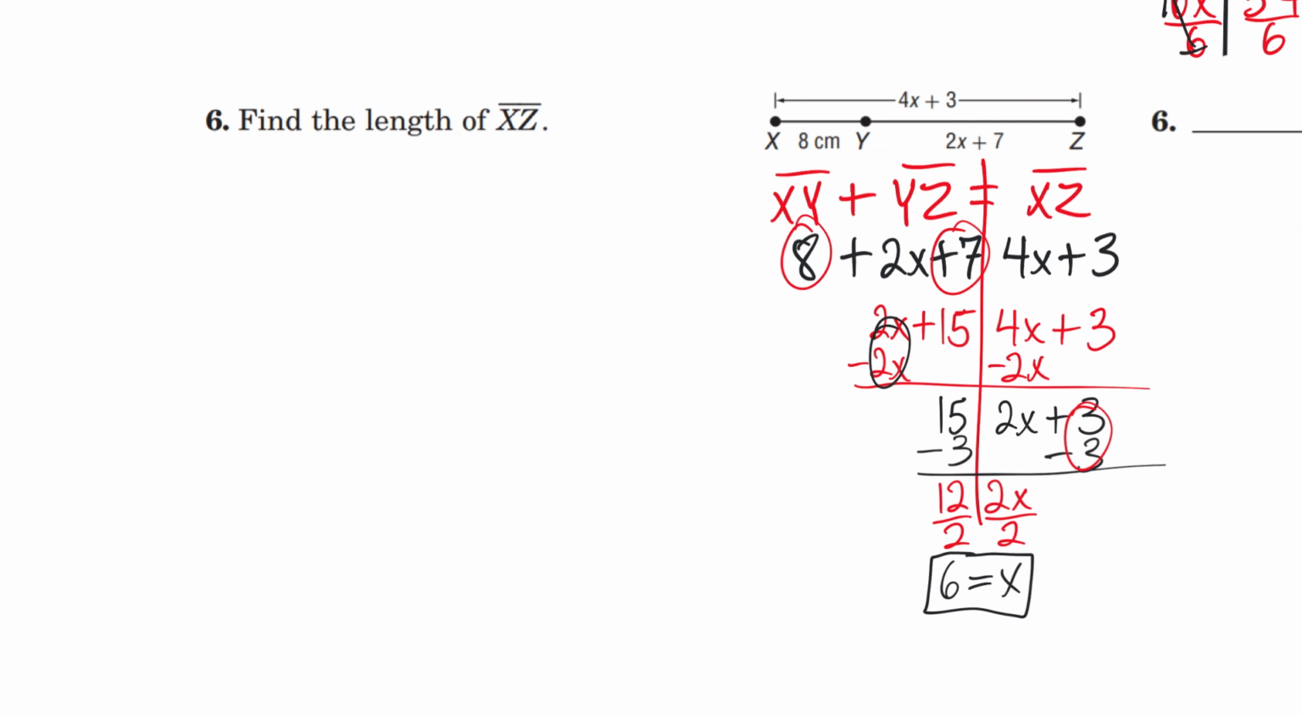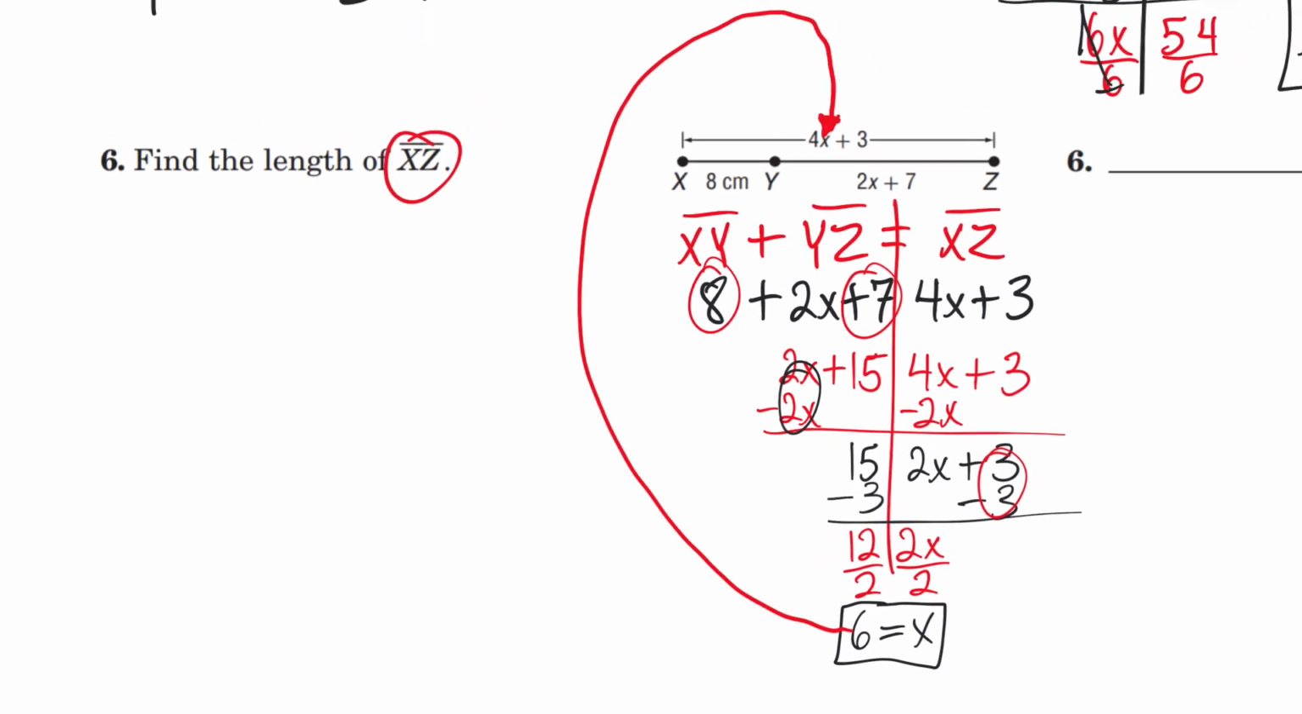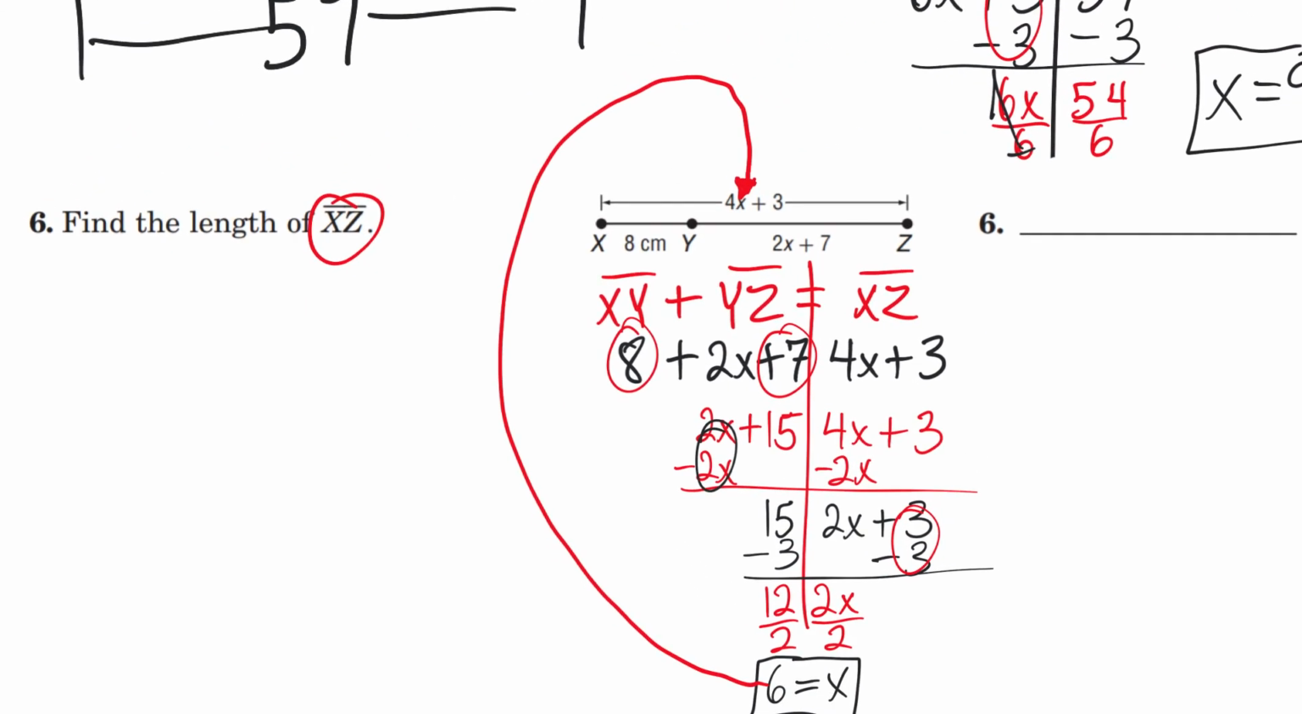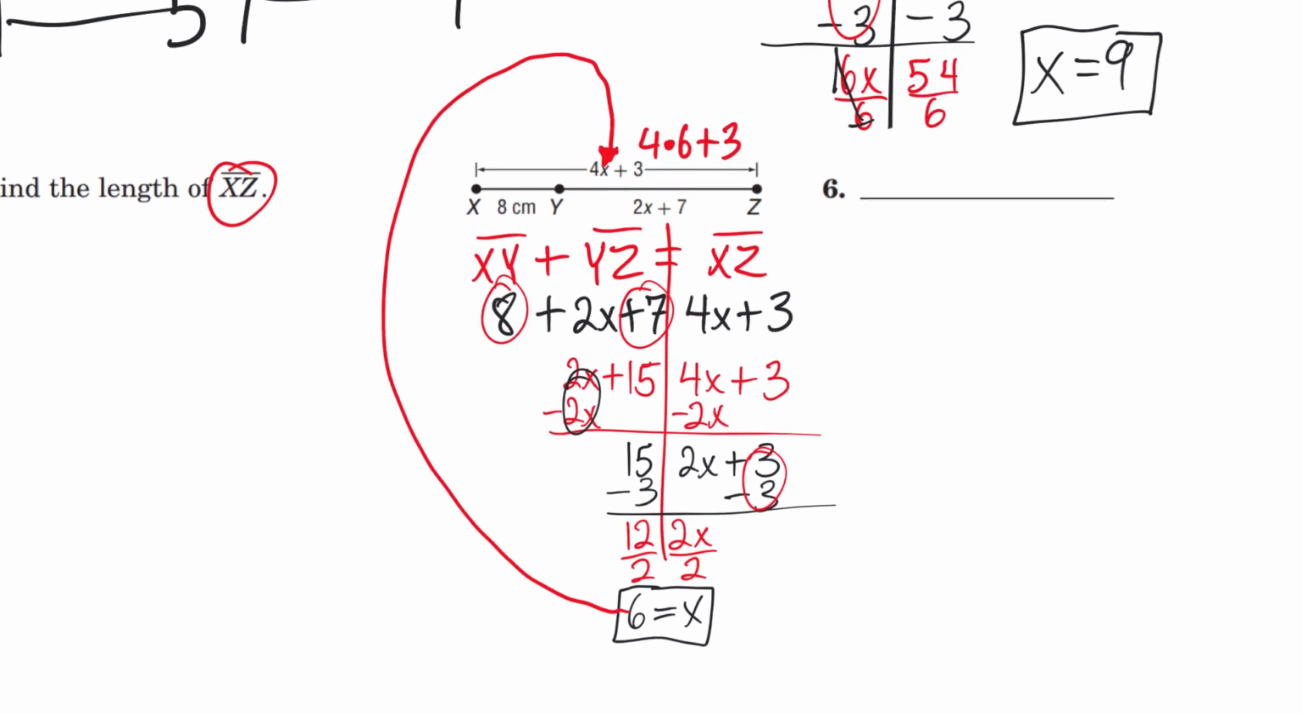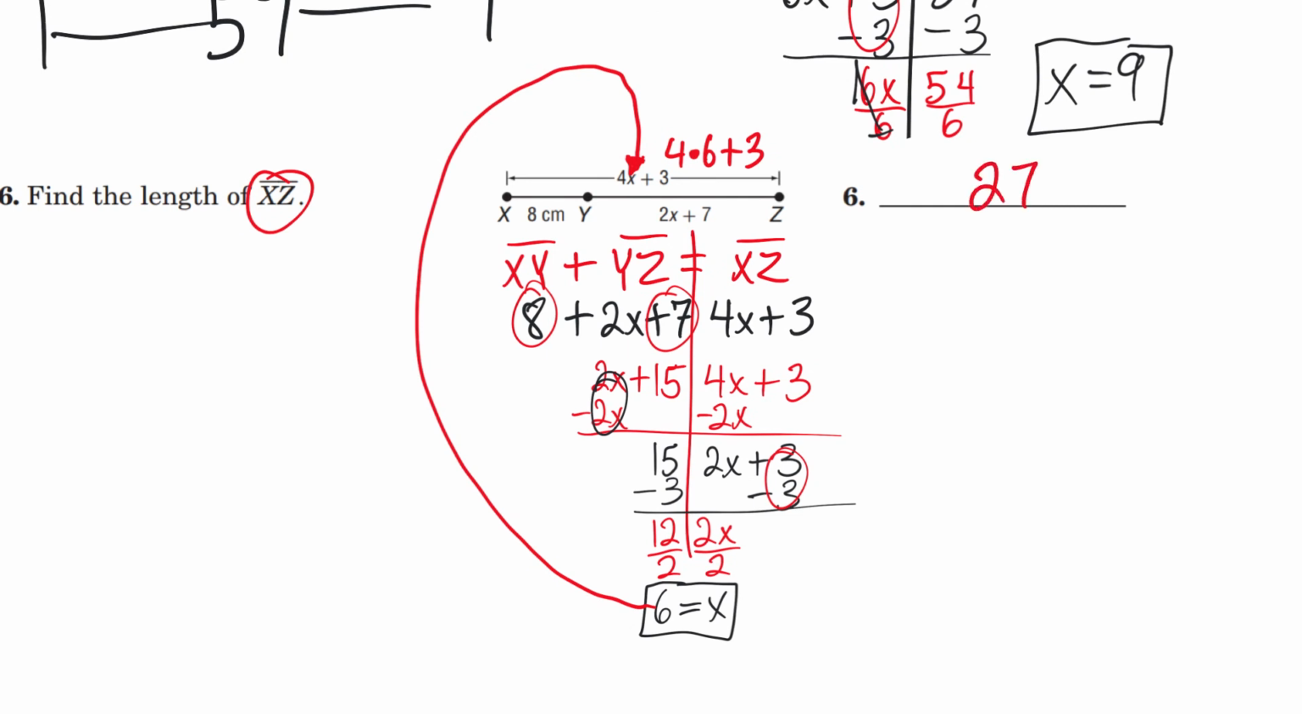What did it tell you to do up there? Find the length of XZ. So I've got to take this 6, and I've got to plug it in right there to find the length of XZ, because XZ is all the way the 4x plus 3. So when I plug in a 6 there, good, 4 times 6 plus 3, and that's right, 4 times 6 is 24 plus 3 is 27.